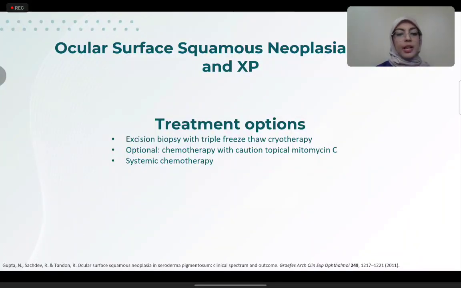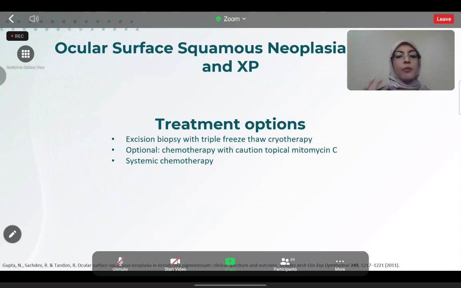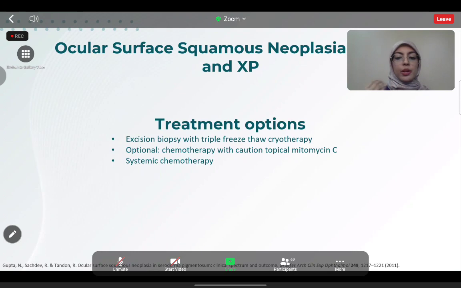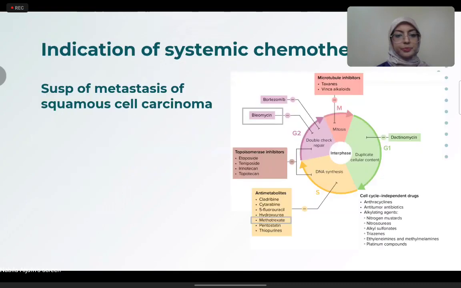And what is the treatment? Excision biopsy with triple freeze-thaw cryotherapy, with optional chemotherapy, using caution with topical MMC or 5-FU. We also give systemic chemotherapy when needed. The indication for systemic chemotherapy in this patient was suspected metastasis of squamous cell carcinoma to the neck. Bleomycin inhibits double-strand break repair at the G2 phase. And methotrexate is an antimetabolite that affects DNA synthesis.